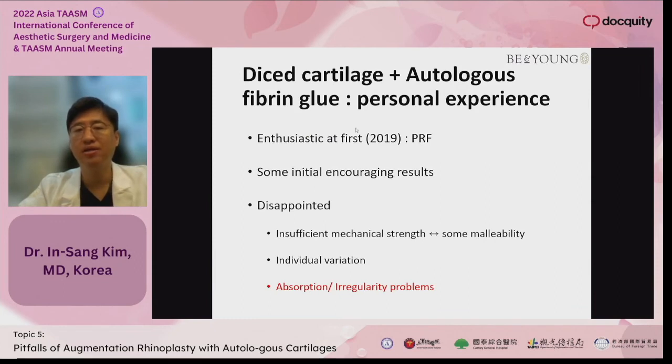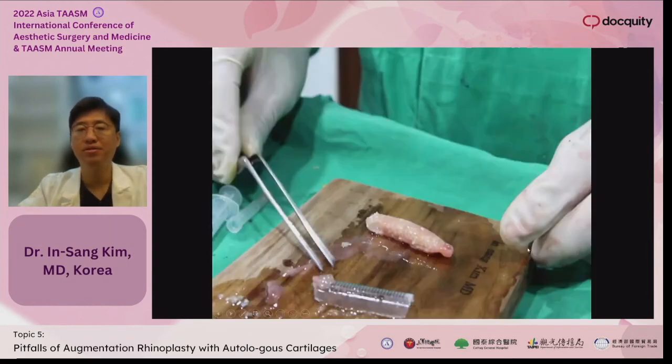So my experience, I was very enthusiastic at first using PRF, with some initial encouraging results, but I was disappointed sooner or later because of problems of absorption, irregularity, and individual variation. So this is the diced rib with autologous fibrin glue.